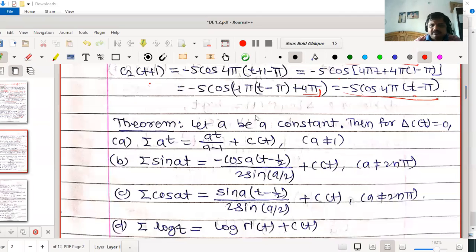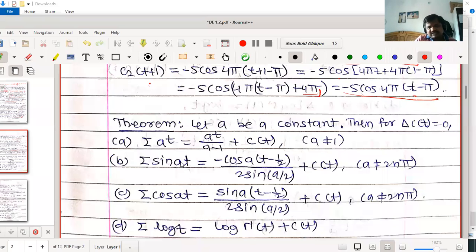Now, as we have seen the formula for obtaining delta of some standard functions, you can also find the formula for summation for the same standard functions. So those formulae are here, which are again very easy. Let a be any constant, then for delta c(t) equal to 0, number 1, summation of a to the power t equals a to the power t upon a minus 1 plus c(t), where a not equal to 1. Because if a equals 1, this denominator becomes 0 and this total becomes invalid, that is infinity, and therefore we omit that condition here, a is not equal to 1.